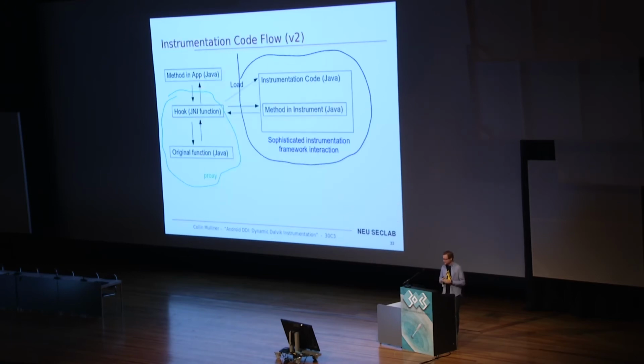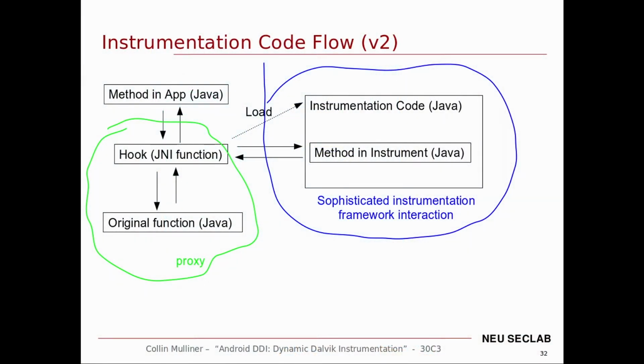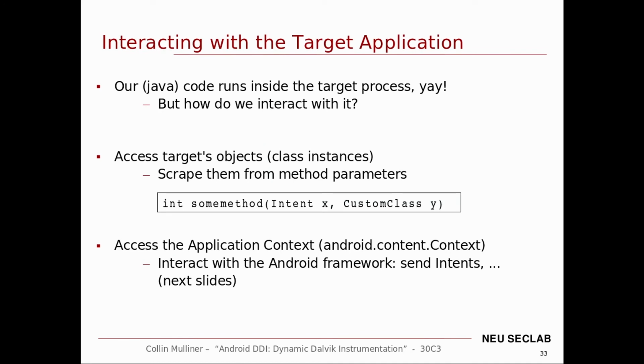And with this, we come to the instrumentation code flow version 2. So from the hook, we now can load a class into our application, or into our target process, and then call methods which are written in Java that perform instrumentation or a utility for your instrumentation. So now we have code that's running inside the target application, either native code or Java code, but we really want to interact with the target application and, of course, the Android framework.